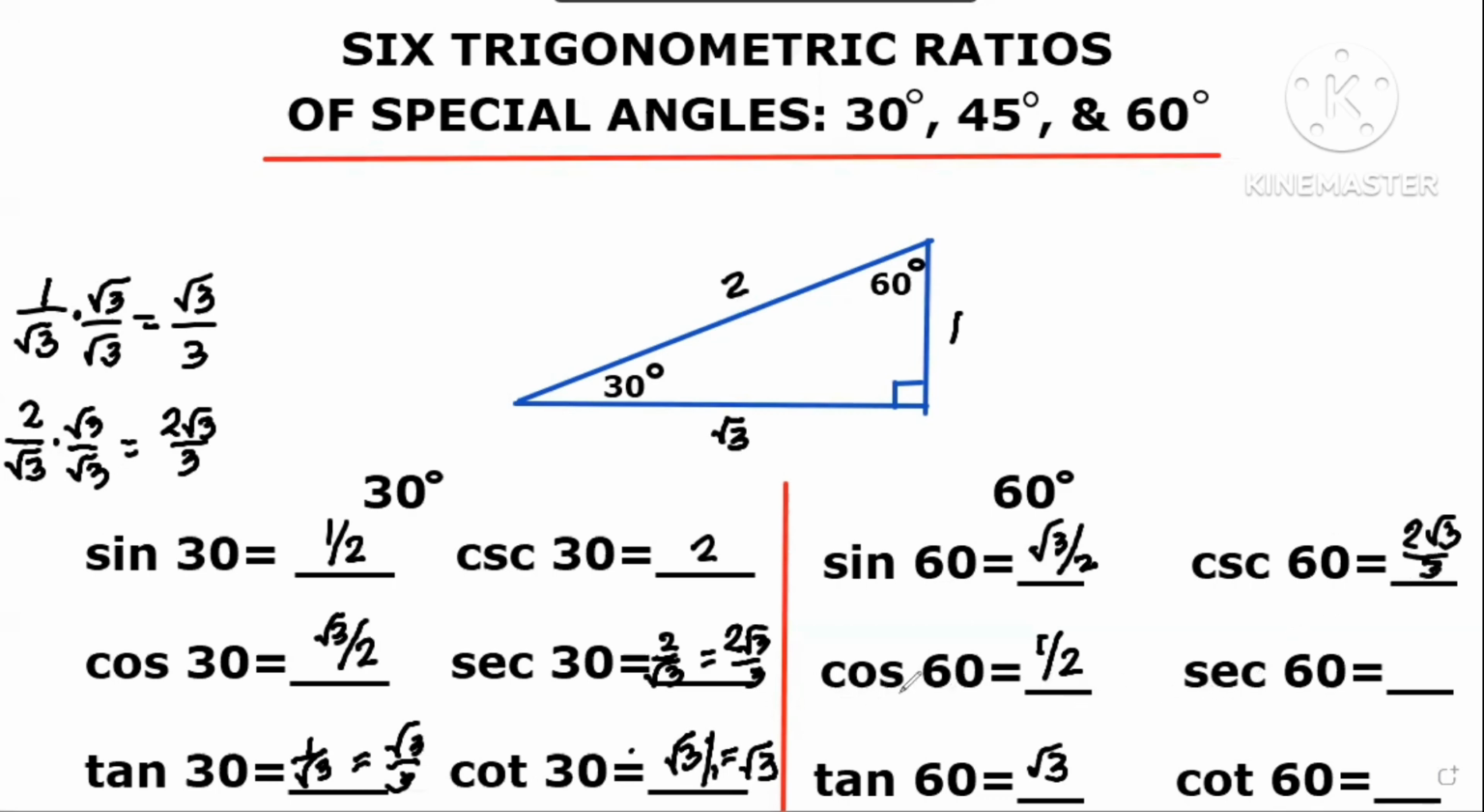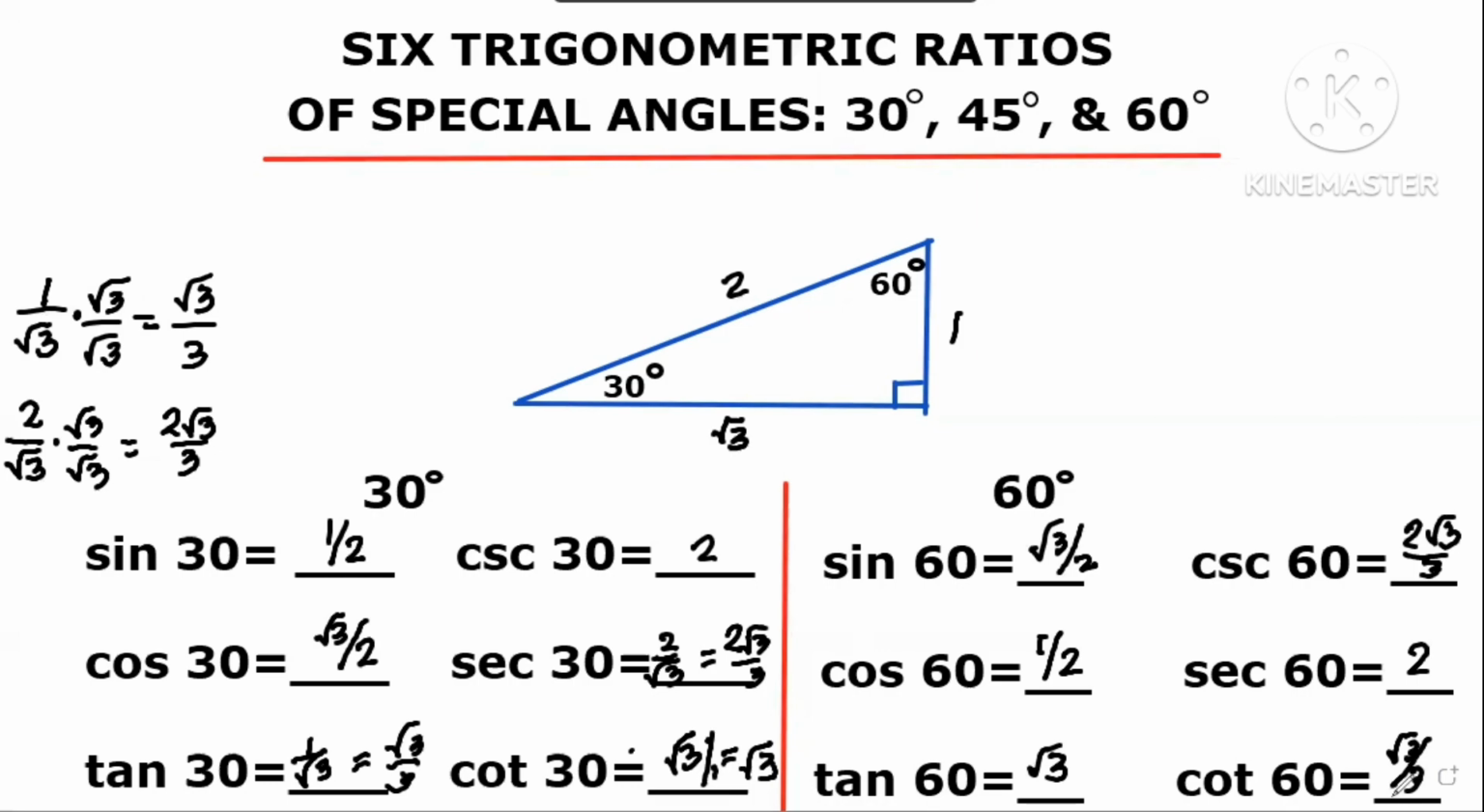Now, for secant 60, that is the reciprocal of cosine. If cosine 60 is 1/2, then this must be 2, no? Kasi 2 over 1. And finally, for cotangent 60, since the reciprocal of tangent is cotangent, if this is square root of 3 over 1, then the reciprocal is 1 over square root of 3. No? And 1 over square root of 3 ay pareho lang po nito. Di po ba? So this is equal to square root of 3 over 3. Okay? So, complete na po, no, ang ating trigonometric functions or trigonometric ratios for 30 and 60.